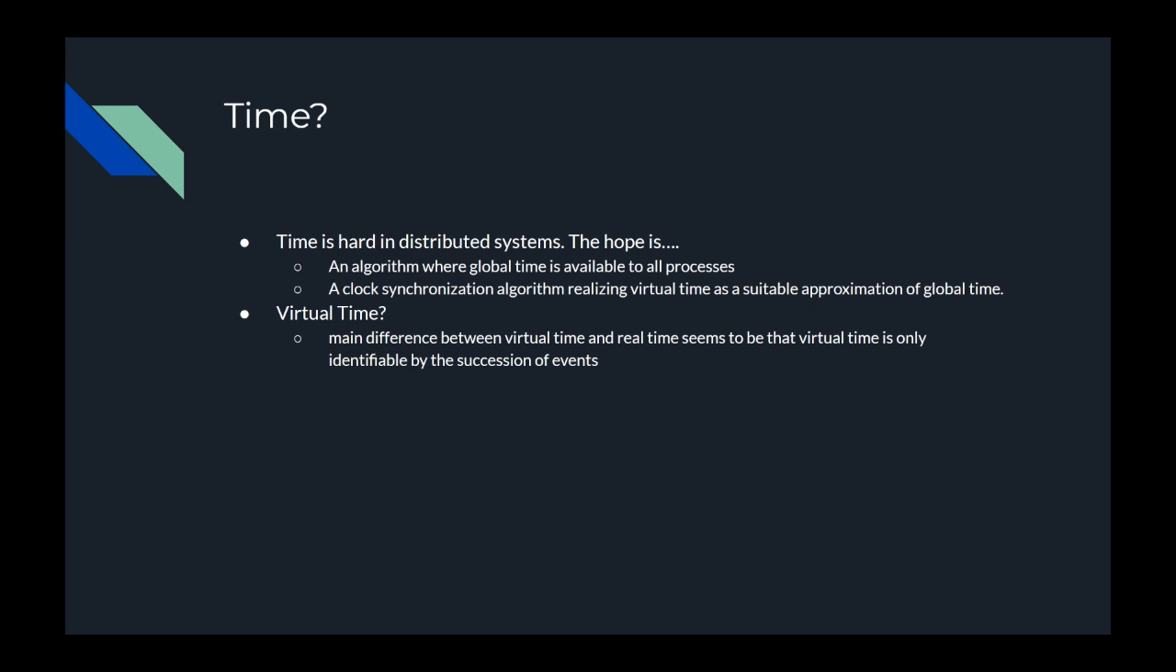So that's a hope, but that's difficult to do if not impossible. A clock synchronization algorithm realizing virtual time as a suitable approximation of global time, right? So if we can't get this true global time, we need to have an algorithm that can simulate this sort of virtual time, right? And the main difference between virtual time and real time seems to be that the virtual time is only identifiable by a succession of events. So that's what we're talking about in terms of vector clocks, right?